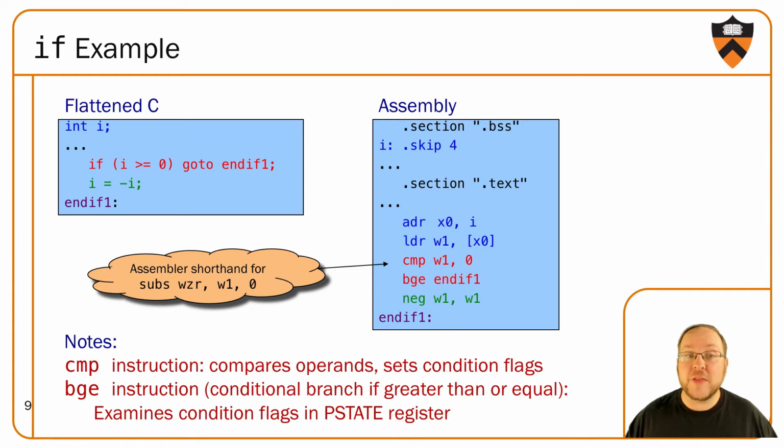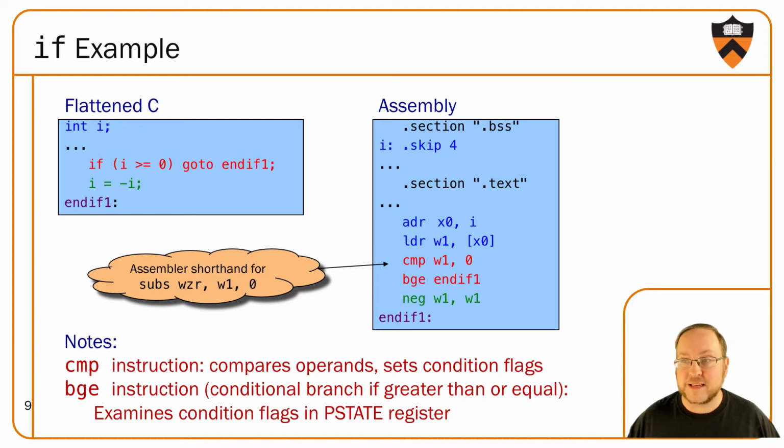Then in red, we compare the value of W1 with 0. This sets the flags in the p-state register. Still in red, we branch if the result of the comparison was greater than or equal to. Note that this means that the ordering of the arguments to CMP match the flattened C, not the original C. But this is convenient because we've said that flattened C is closer to what our assembly language is going to look like. If the result was not greater than or equal to, so that means that i was less than 0, so we needed to do the consequent in the original C.